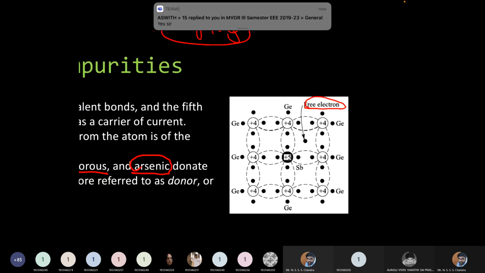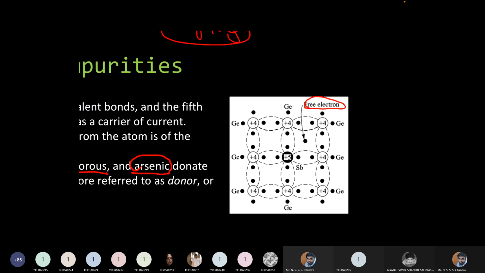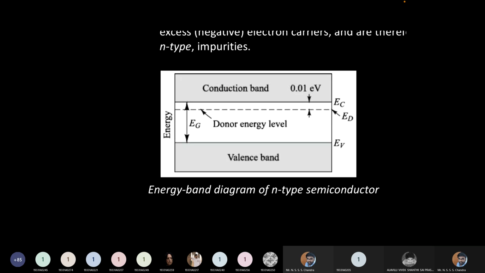So where were we? I was talking about this free electron. When we are able to provide this 0.01 electron volts in a germanium crystal, then this free electron will be able to occupy the conduction band. It is an electron not belonging to the germanium atom, but belonging to the donor atom. The donor energy level is very close to the conduction band energy level.